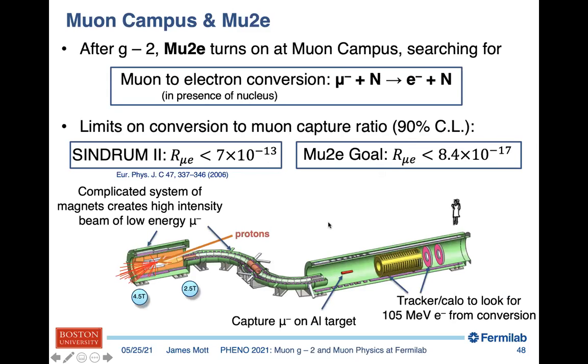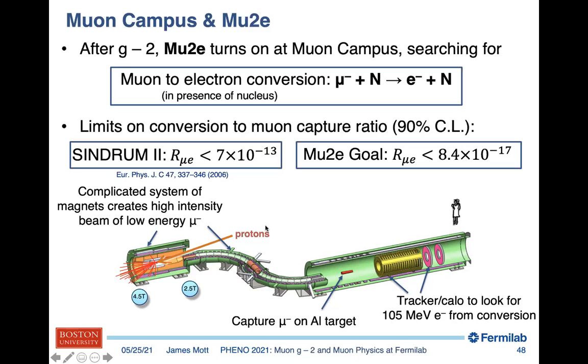Now, the way it works, you basically have protons come into a target and then a technically challenging series of magnets, and that's where the real difficulty in the experiment comes. In building these magnets, you basically channel a high intensity beam of low energy muons that come round. You capture them on this aluminium target here, and then you sit and wait and watch them and look for electrons coming off them. You use this tracker and the calorimeter to look for a monochromatic signal of a 105 MeV electron, and it's coming through here. So that's the signal you search for.